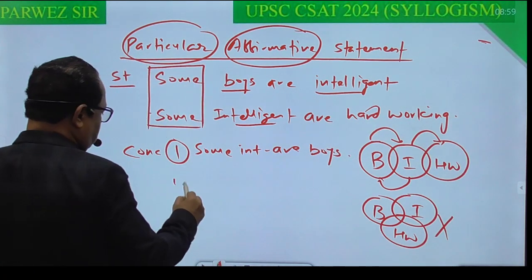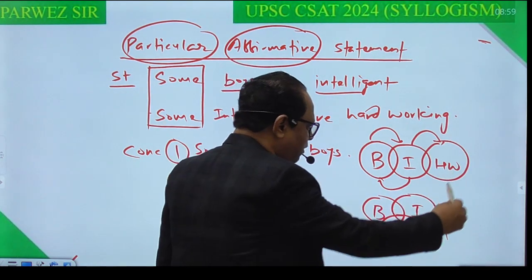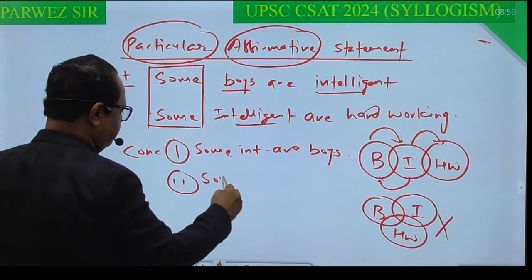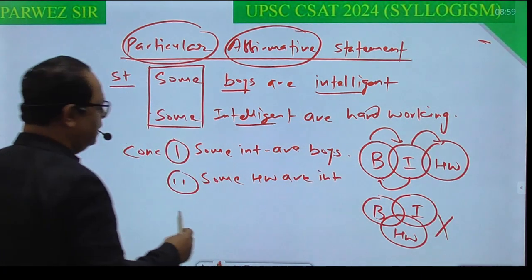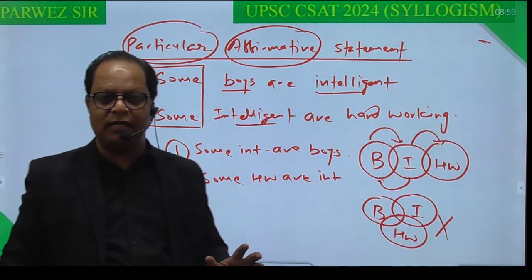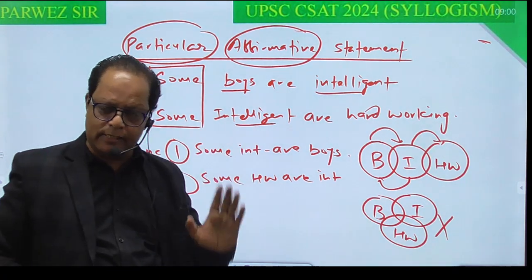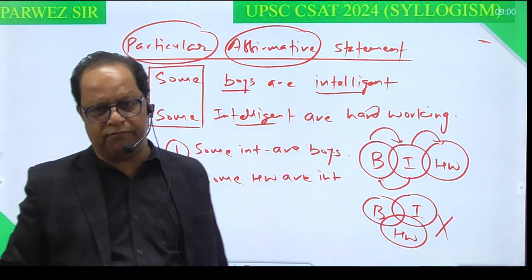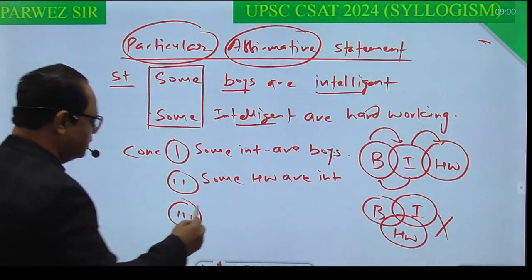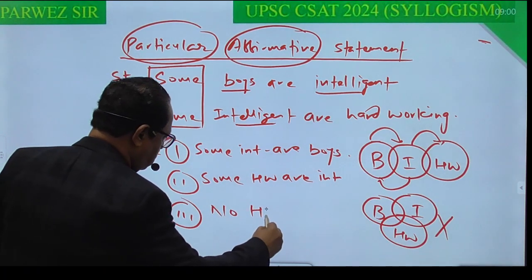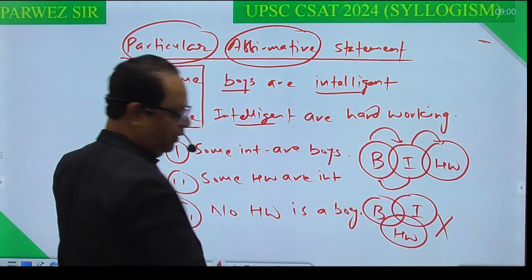boys. Second, if some intelligent are hardworking, remember some hardworking are intelligent. These are the two valid conclusions that we get according to this statement. But here one more thing I want to share with you. If in your examination the third conclusion is given, no hardworking is a boy.